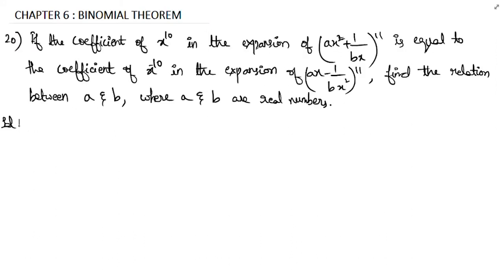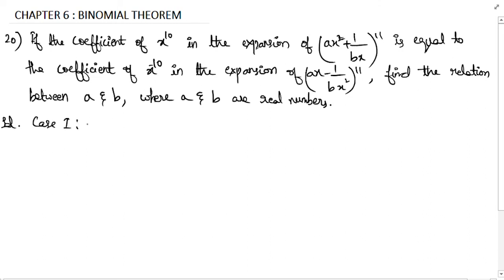So now the 20th question. If the coefficient of x^10 in the expansion of (ax² + 1/(bx))^11 is equal to the coefficient of x^(−10) in the expansion of (ax − 1/(bx²))^11, then we have to find the relation between a and b, where a and b are real numbers.